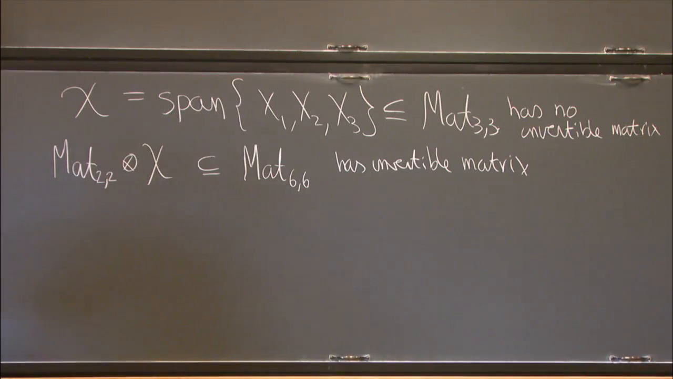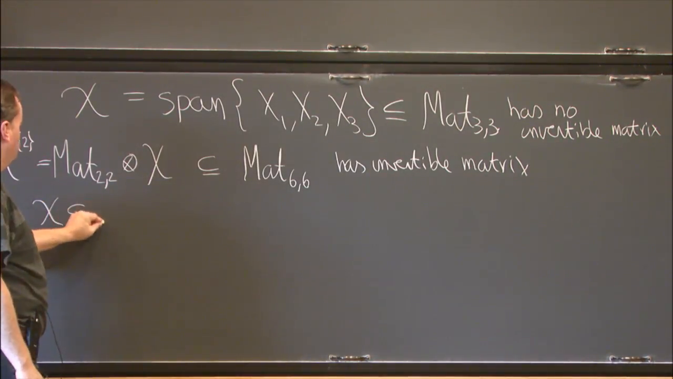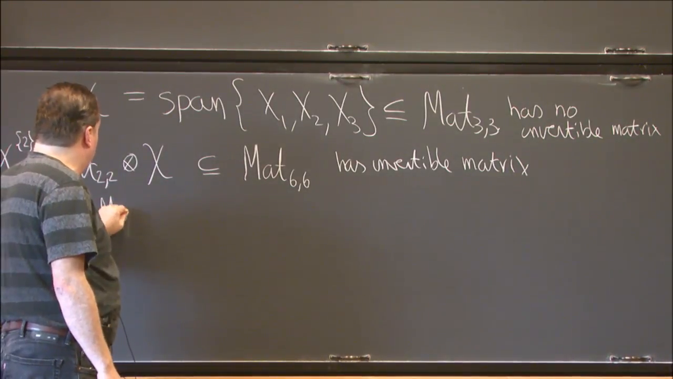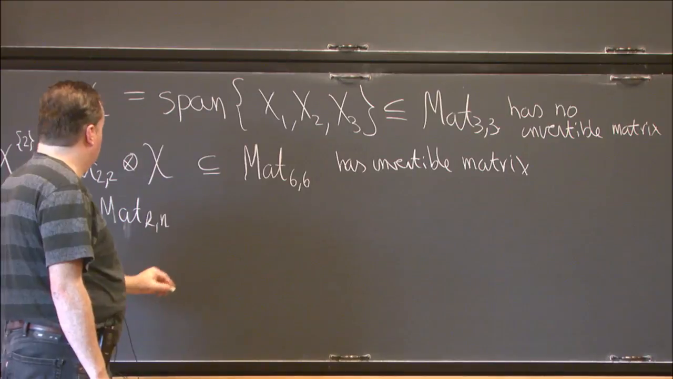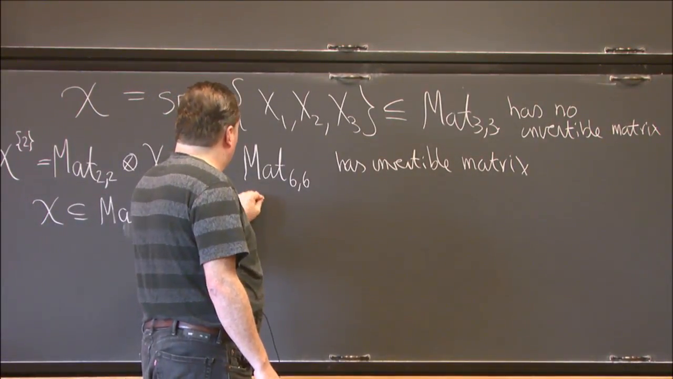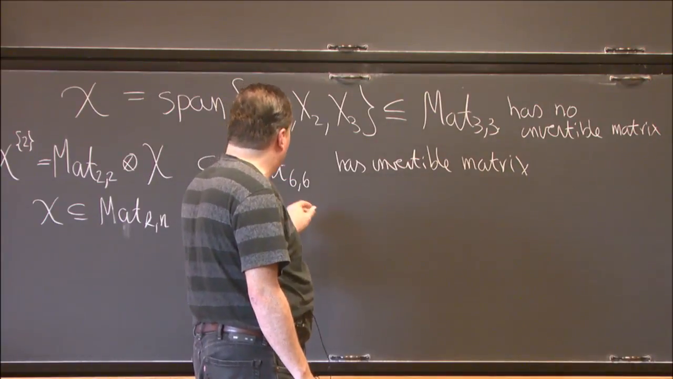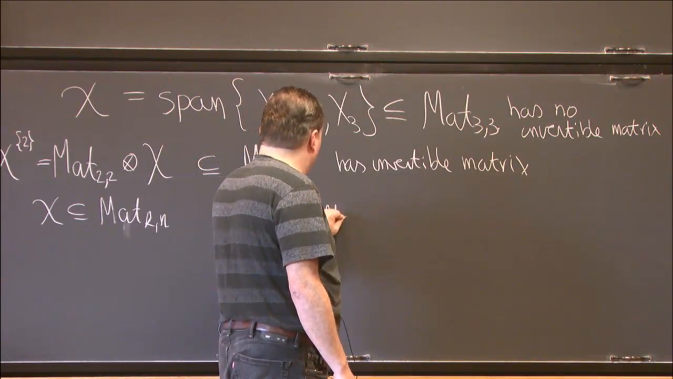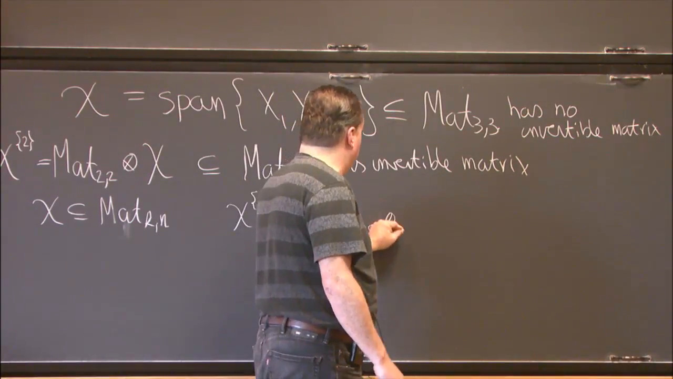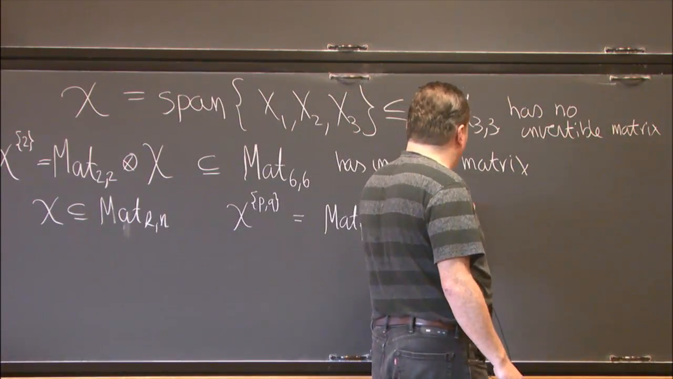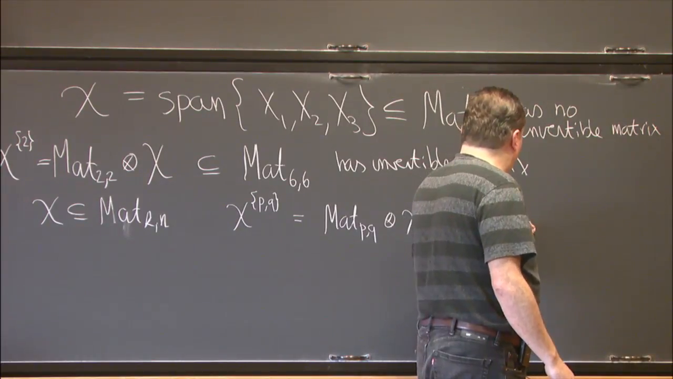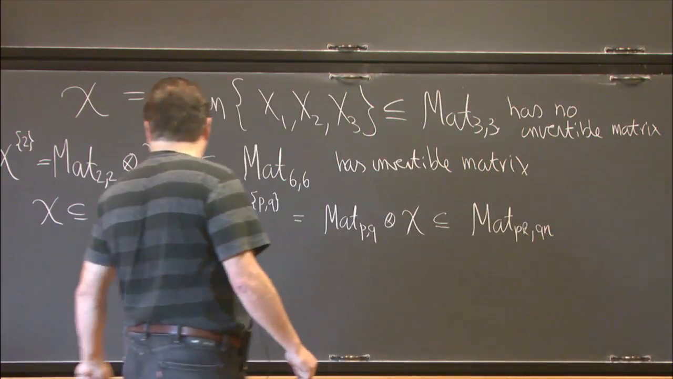Okay. So we use this notation. This is the blow up of X, a blow up of order 2 in this case. More generally, if you have some subspace X of k by n matrices, then we define X^{p×q} to be: we take p by q matrices, take the tensor product with X, and that lies inside the pk times qn matrices.